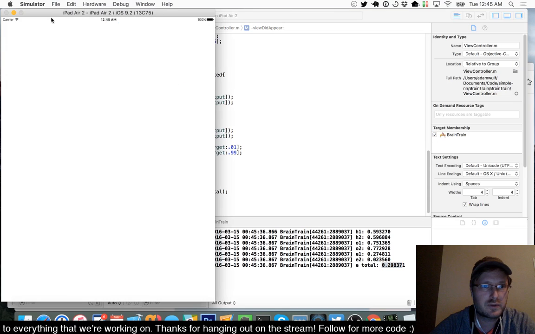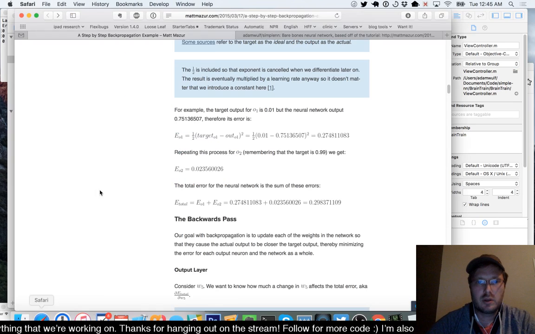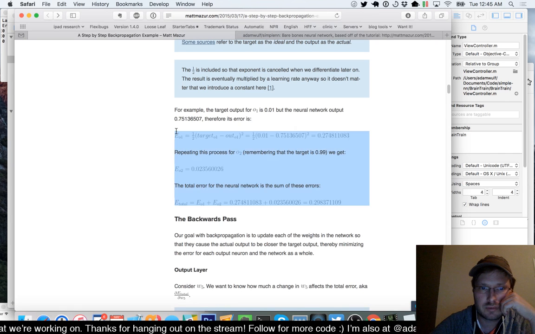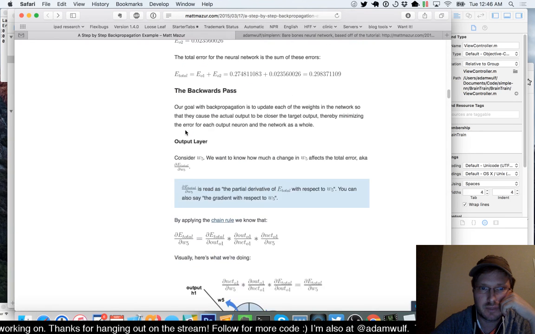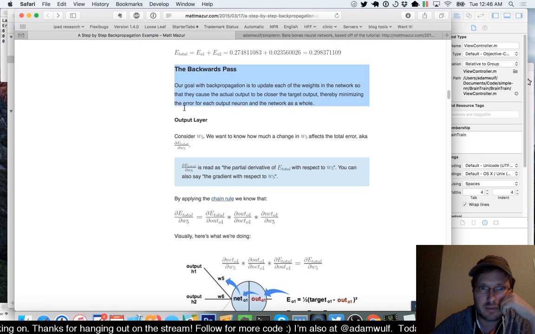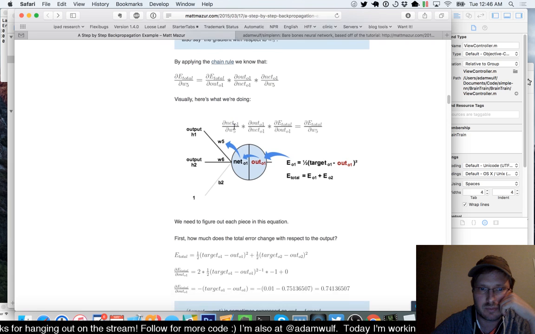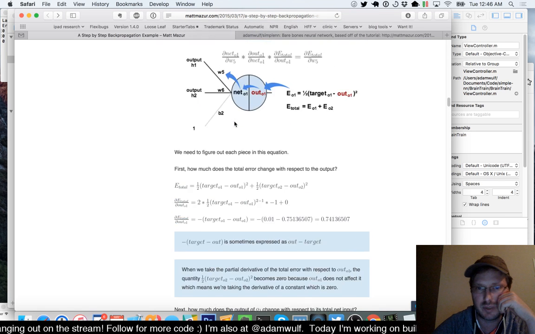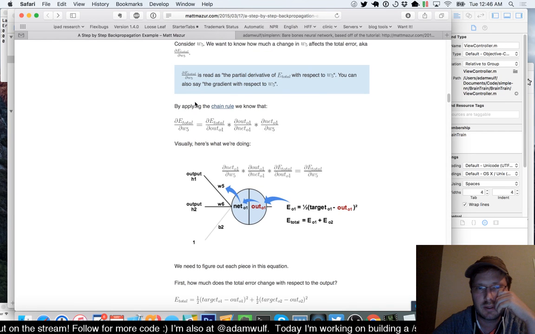I'm going to move this guy down here. There we go. All right, so now all of our error business has been calculated. Now the back pass, this backpropagation was what I was most curious about. This is the part that I understand in concept, but don't understand in math necessarily.